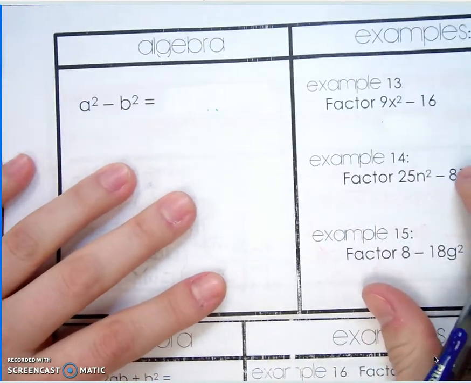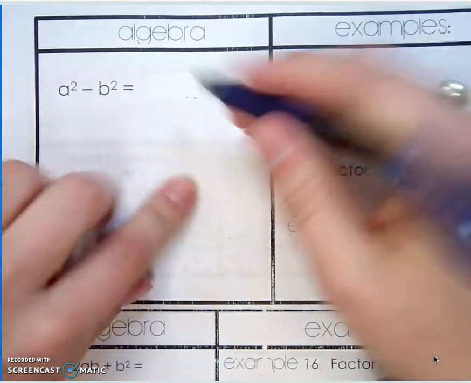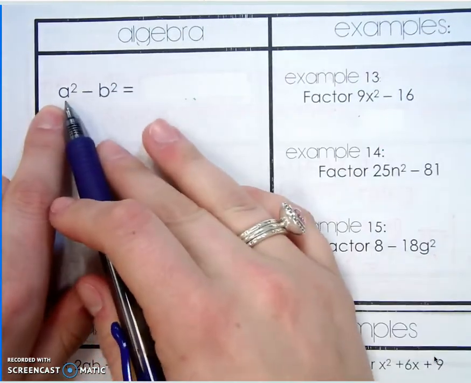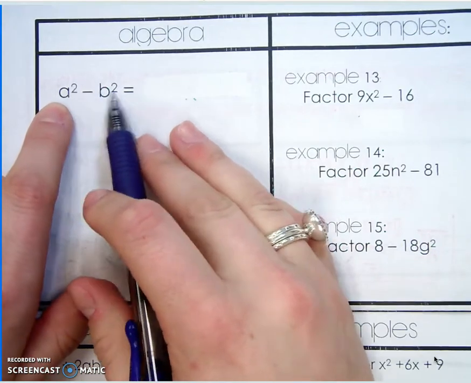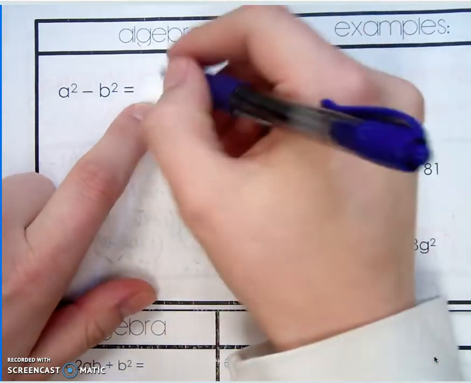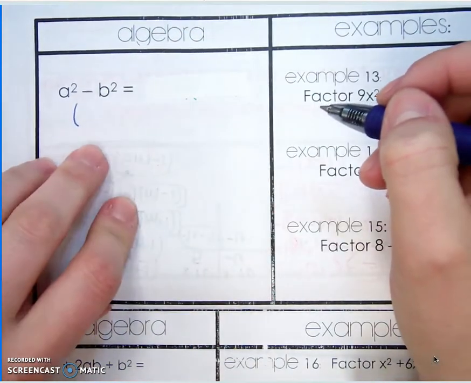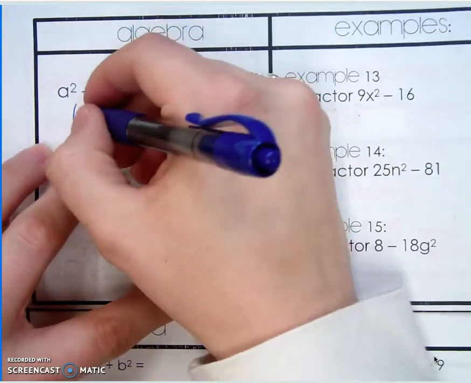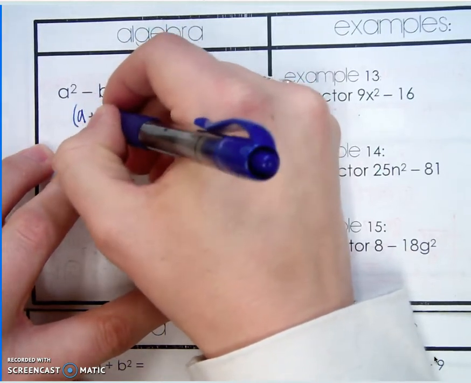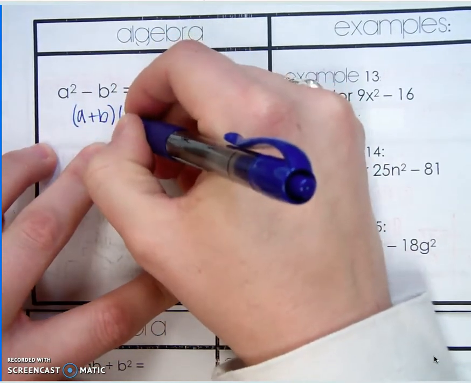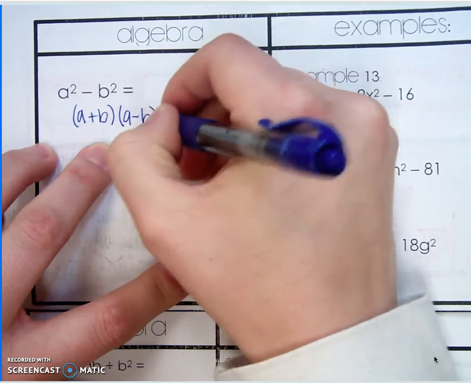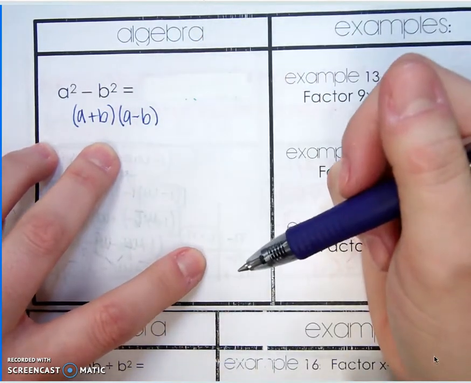Okay, written algebraically, the special product would look like a squared minus b squared. When I factor it out, I don't even have to do a whole lot of math here. I know that I'm always going to have a plus b, and it's always going to be multiplied by a minus b. Okay, that's my special product.